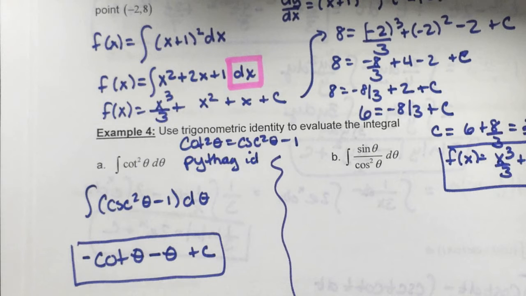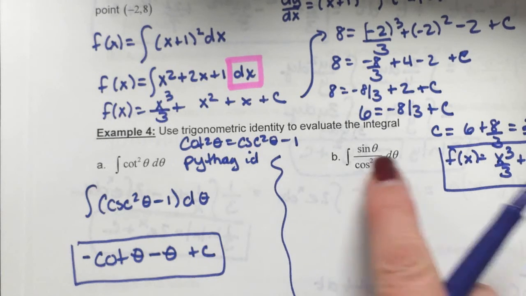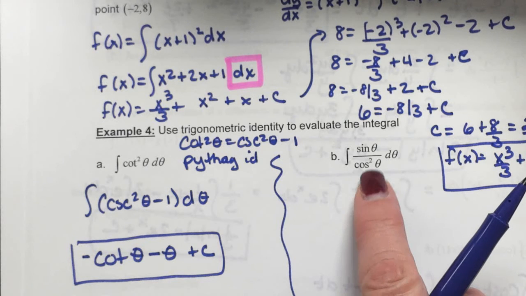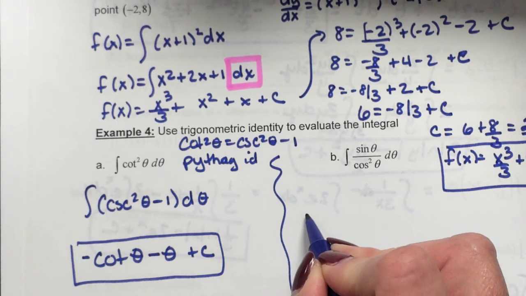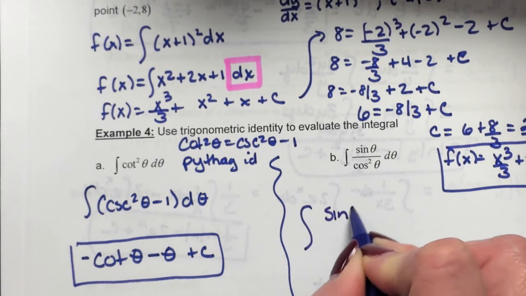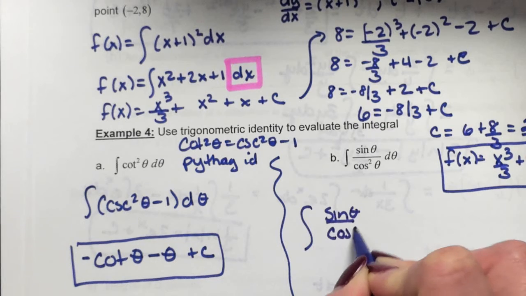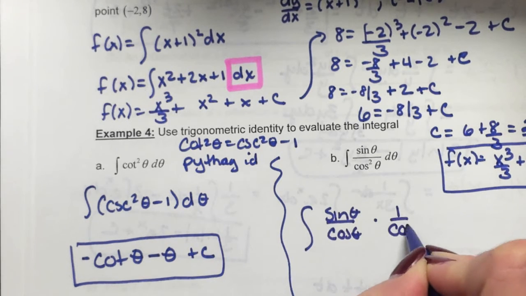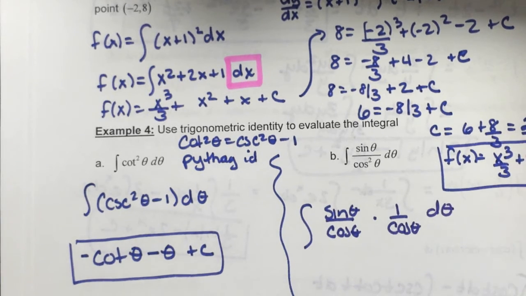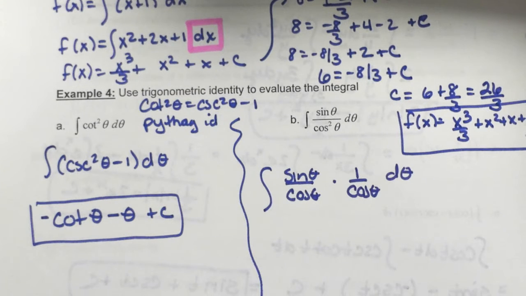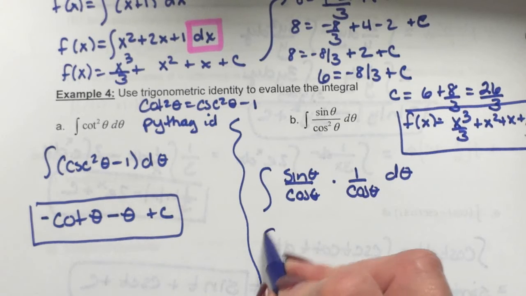Again, we have no quotient rule for integrals. I cannot change this integral into a tangent squared because the numerator is not squared. So what I'm going to do is rewrite this integral as sine theta over cosine theta times 1 over cosine theta d theta, and see if I can rewrite it in terms of different trig functions. Well, sine over cosine is equivalent to what? Tangent.